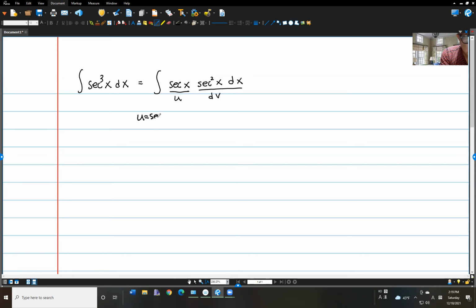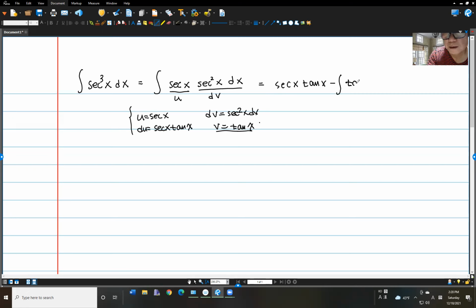Now u equals secant x, so du equals the derivative of secant x, which we know is secant x times tangent x. The next one, this is dv, so dv equals secant square x dx, so v equals the antiderivative, which is tangent x. Using the formula, this equals u times v, secant x times tangent x, minus v, tangent x, times du, secant x tangent x, so we have another integral over here, tangent square x dx.